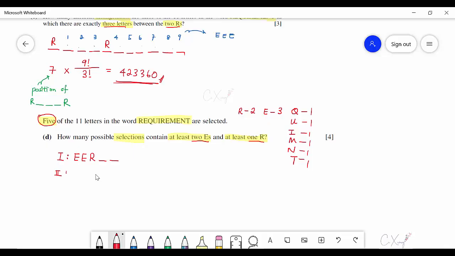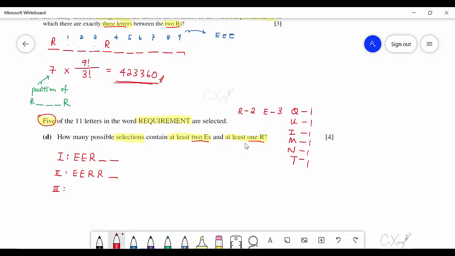And then for the second case, maybe I will increase the number of R. Okay, so maybe I'm having 2E and then 2R. So the last letter here should be a letter that's not coming from E or R. So this is my second case. So please take note that these 2 cases fulfill the restriction mentioned in the question, at least 2E and at least 1R. Okay, do I have any other possible cases or not?